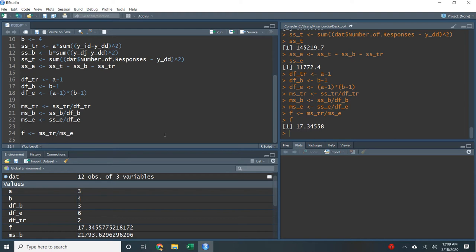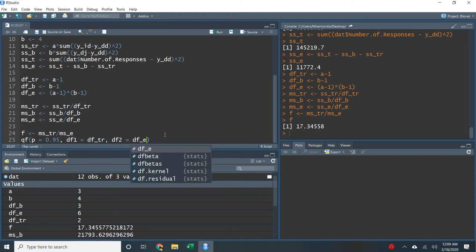Now this is a ratio between the treatment and the error, so we can find our critical value. Remember, to find our critical value, I can never remember personally if it's PF or QF, but you can always look in the documentation, question mark QF. So we give it the probability that we're interested in. So for a 95% confidence interval, 0.95. The degrees of freedom for the numerator, that's the degrees of freedom for the treatment. The degrees of freedom for the denominator, that's the degrees of freedom for the error.